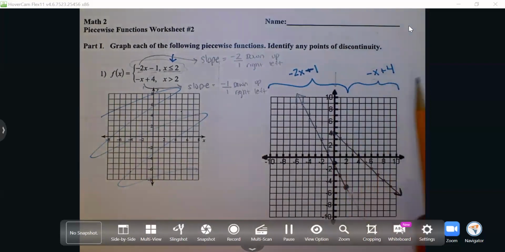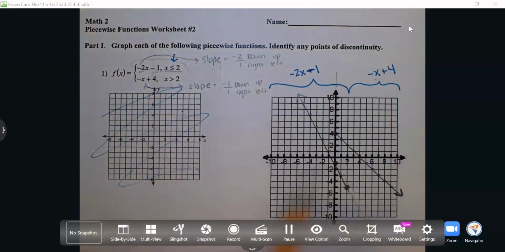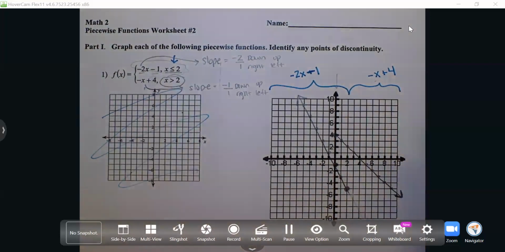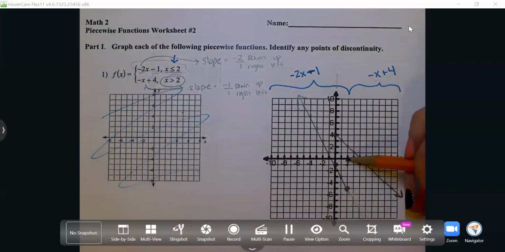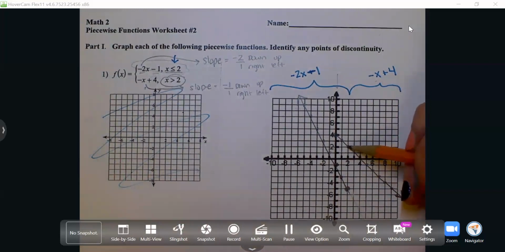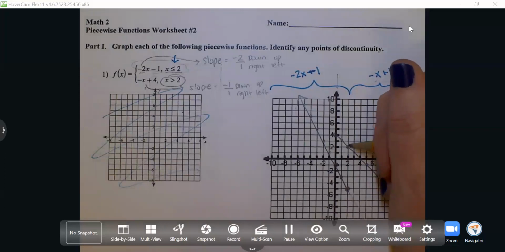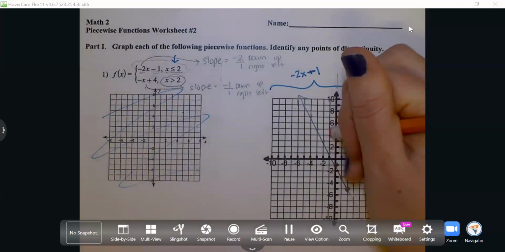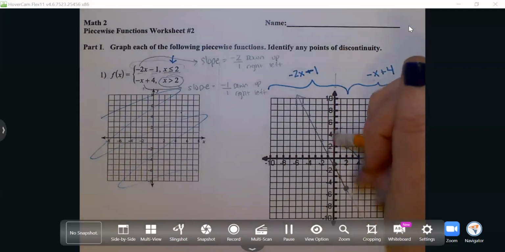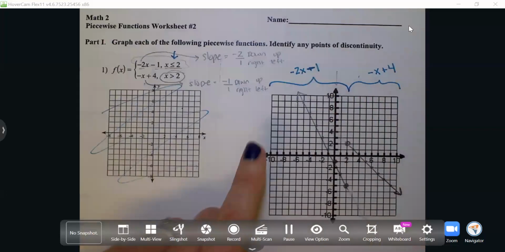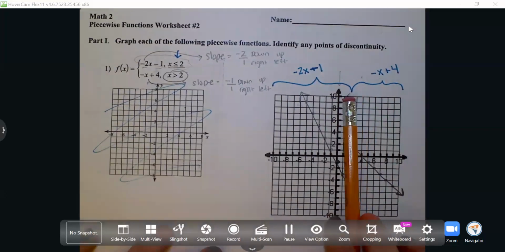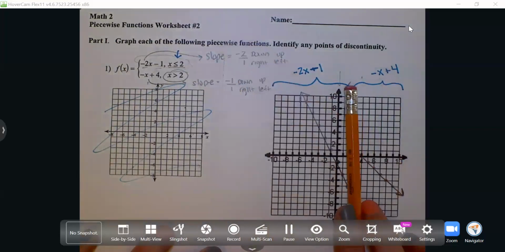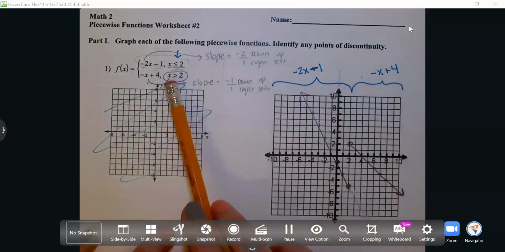Now, I have to figure out where this actually starts. It's supposed to start where x is greater than 2. And so if I'm at 2, it's supposed to start right here at this point. Everything else before that, I'm going to erase so that everything on this half of my graph is my first line. Everything on the second half of my graph is my second line.